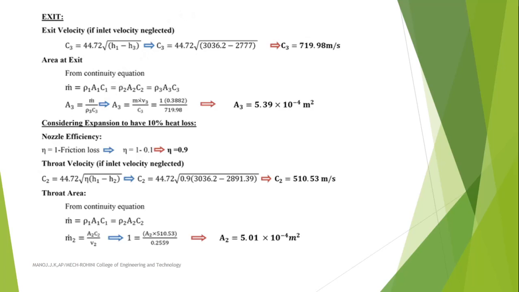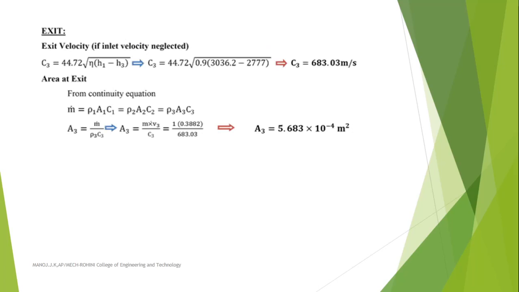What are all the effects produced by the friction? What are all the parameters changing with the effect of friction? Okay, next, for finding the throat area, again the same continuity equation. By using the continuity equation, all the values are known except the value of A2. By substituting all the values, we found the value of A2 area, 5.01 into 10 to the power minus 4 meter square.